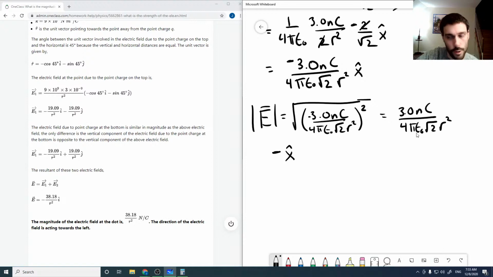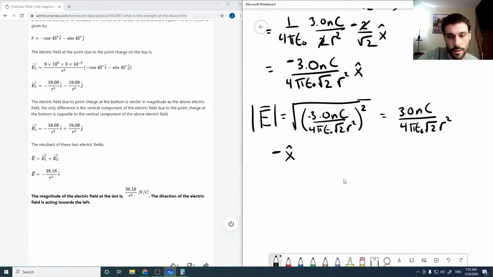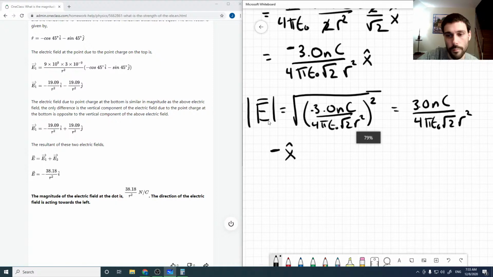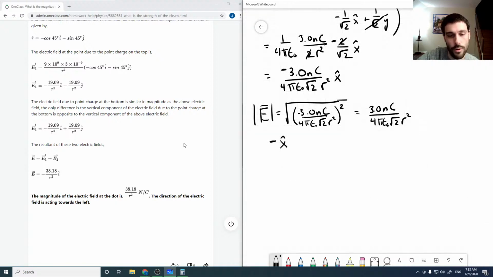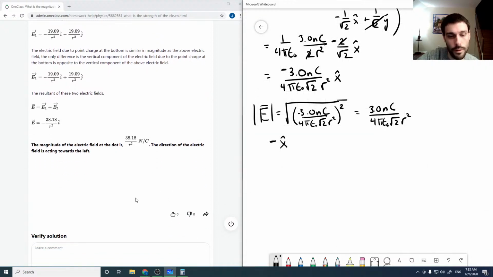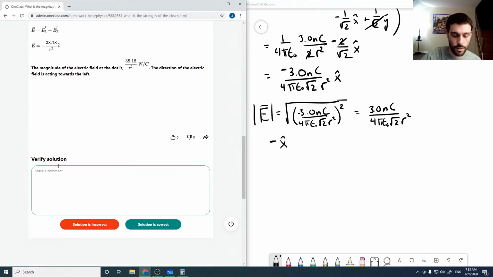They did go through and figure out all the numbers, which you could do, but since everything's still in r, I think that's fine. And so the magnitude is just the unsigned value, and the direction is in minus x, or from the figure towards the left. And so this looks good, so the solution is correct.